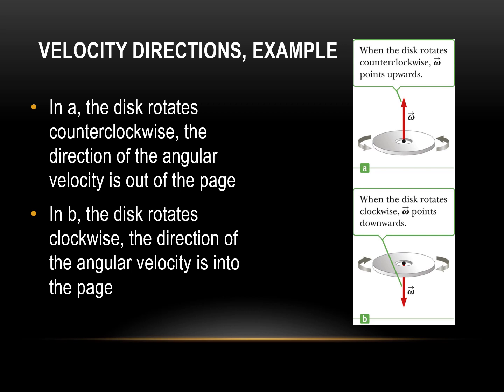Here is the example of velocity directions. As you can see in A, the disc rotates counterclockwise. The direction of the angular velocity is out of the page. And in B, the disc rotates clockwise. The direction of the angular velocity is into the page.